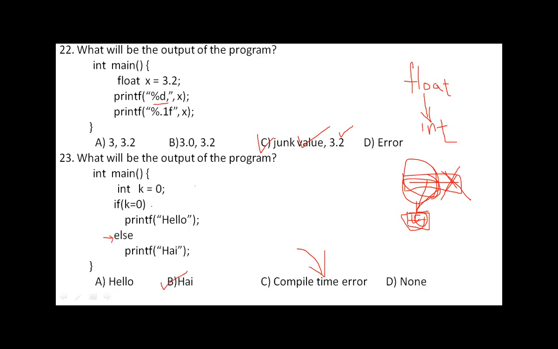Had it been double equal to, so if you have used whether k is equal to 0, then hello will be printed. So this won't give any error. This is the correct one. Please remember.